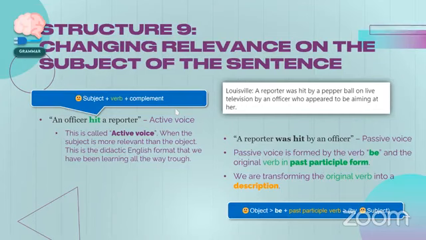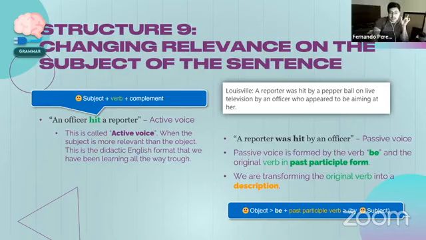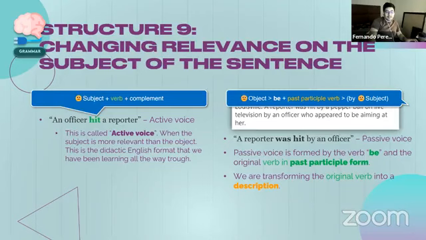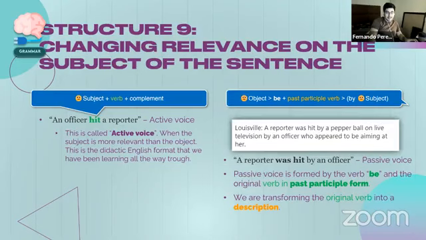Yes. So it's not only about the verb. It's actually about the purpose. The purpose of the verb. Who are we giving emphasis to? Are we giving emphasis to the subject, or are we giving emphasis to the object? In other words, are we giving emphasis to the donut, or are we giving emphasis to Krispy Kreme?